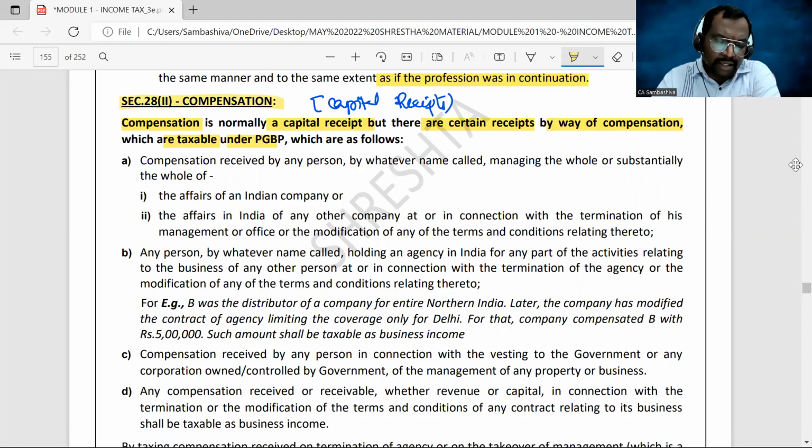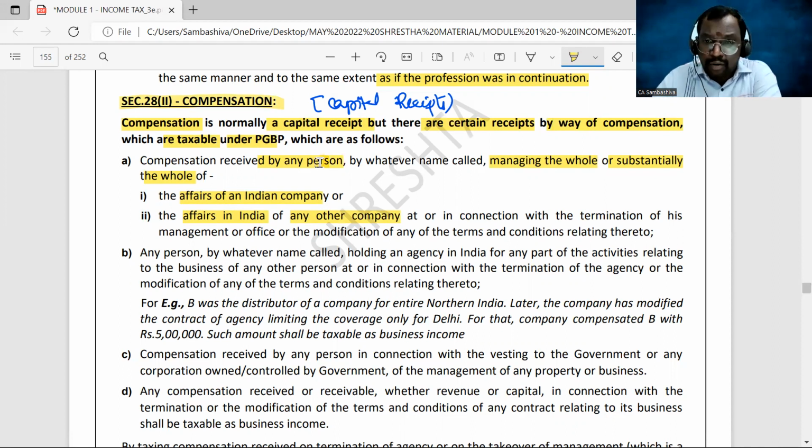First one, compensation received by any person by whatever name called managing the whole or substantially the whole of the affairs of an Indian company or the affairs in India of any other company at or in connection with the termination of his management of office or the modification of any terms and conditions relating thereto. Suppose that you got a contract to look after the business activity of an Indian company.